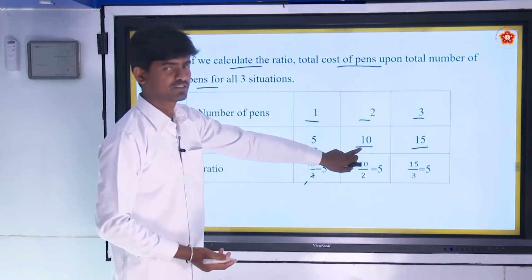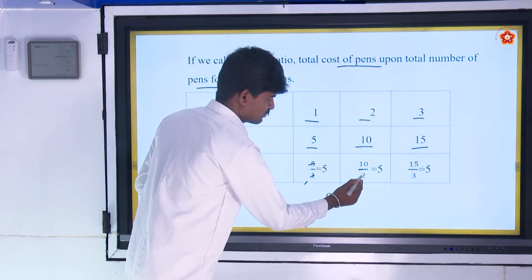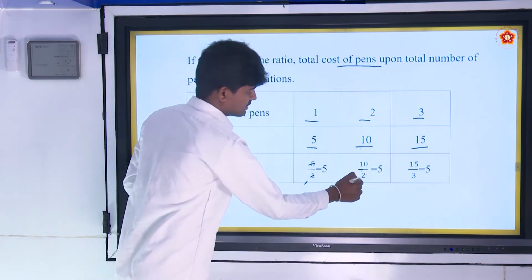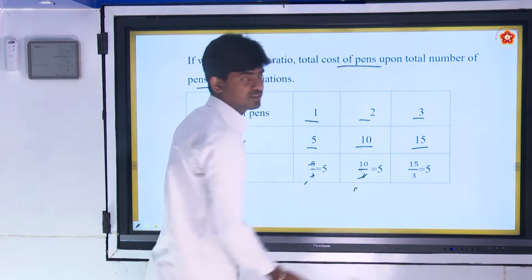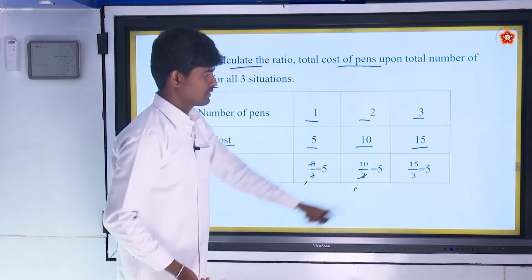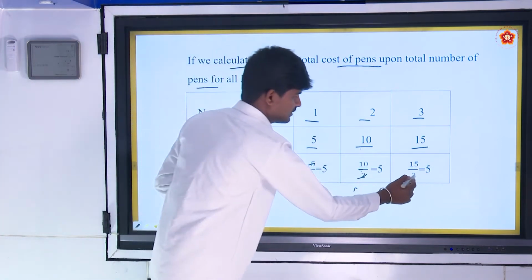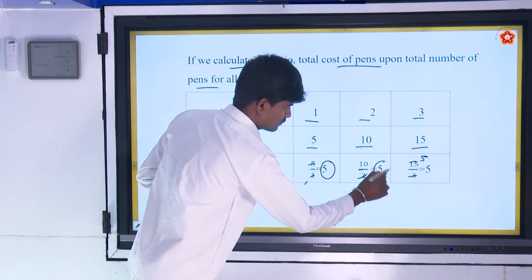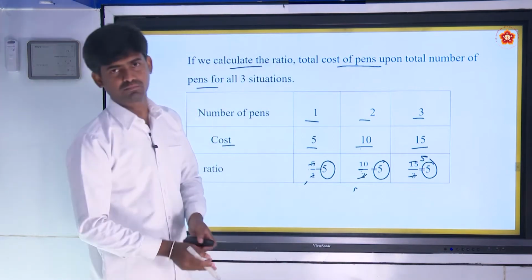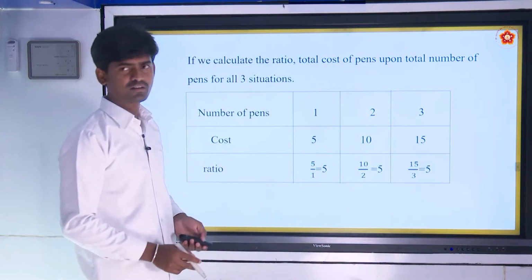Next, the cost of 2 pens is 10 rupees, divided by how many pens? 2. 2 fives are 10, so 5 again. The cost of 3 pens is 15, the number of pens is 3, that is 3 fives are 15. So the ratio will be constant, the ratio will be constant.